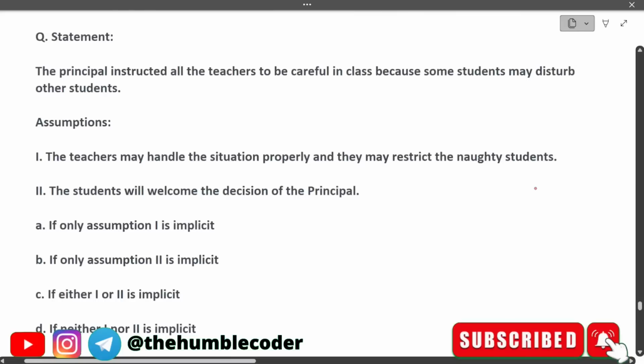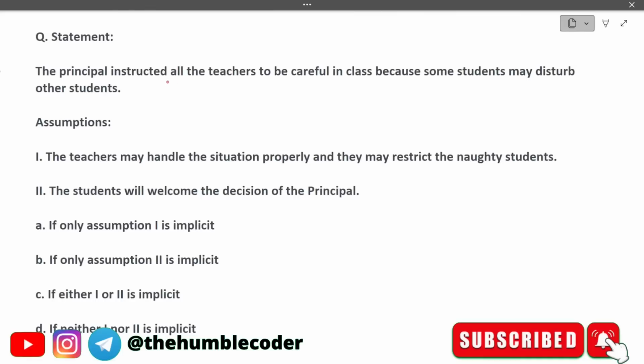We have a statement, and based on that we have to answer our questions. The principal instructed all the teachers to be careful in class because some students may disturb other students. We have a few assumptions. The first one is the teachers may handle the situation properly and they may restrict the naughty students. Statement 2 is the students will welcome the decision of the principal. Now we have different options. A is if only assumption 1 is implicit, B is if only assumption 2 is implicit, C is if either 1 or 2 is implicit, and D is if neither 1 nor 2 is implicit.